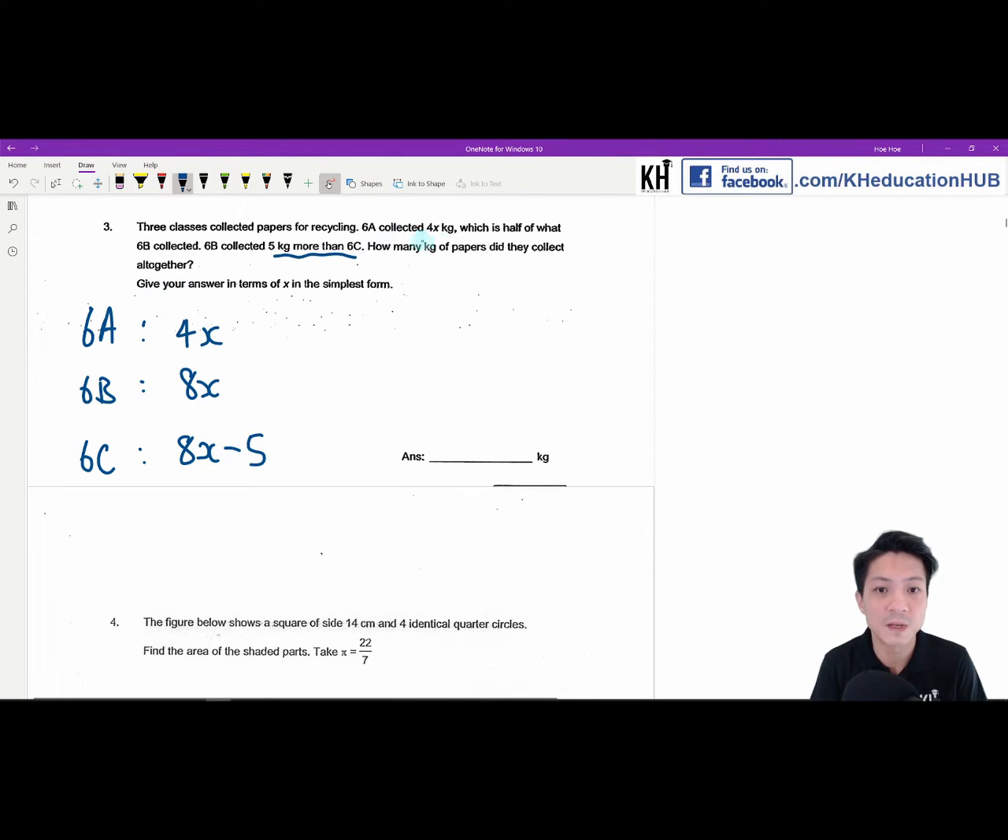Okay, so we need to find the total. We just need to add up the x. The x will be 4x plus 8x plus 8x, which will give me 20x. So altogether it will be 20x minus 5.